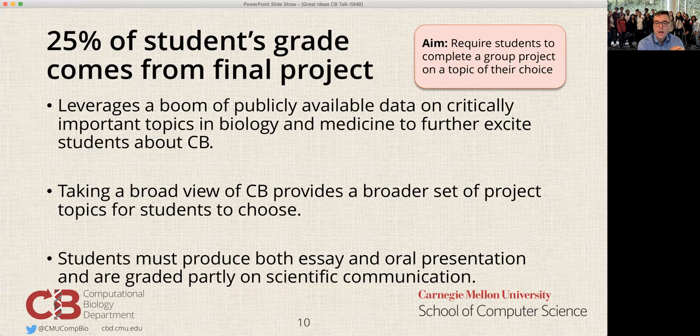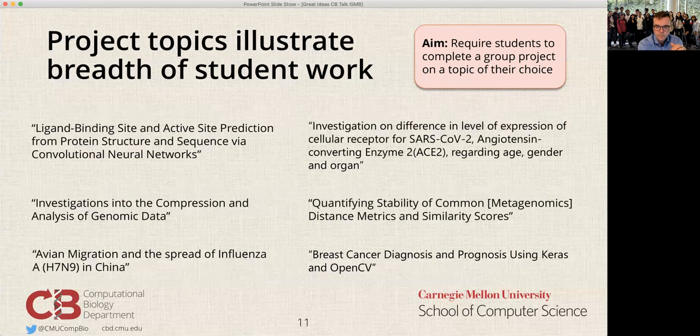And then at the end of this, a critical part of the project is that students have to both write an essay and provide an oral presentation. And a large part of their grade is based off of the quality of their scientific communication. So not only do we want their science to be good, but we want the quality of their communication to be very strong as well.